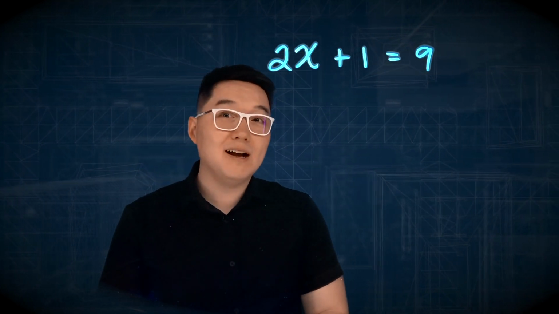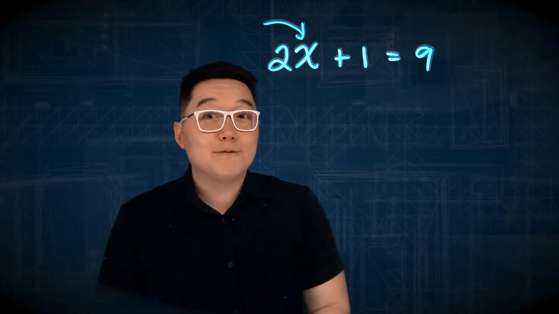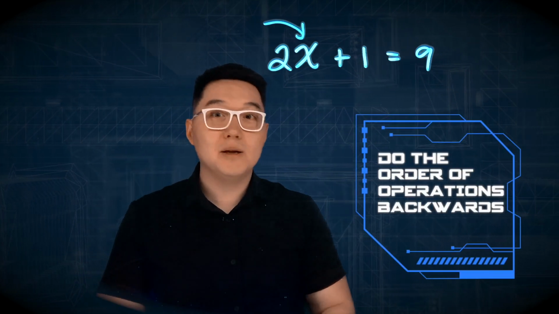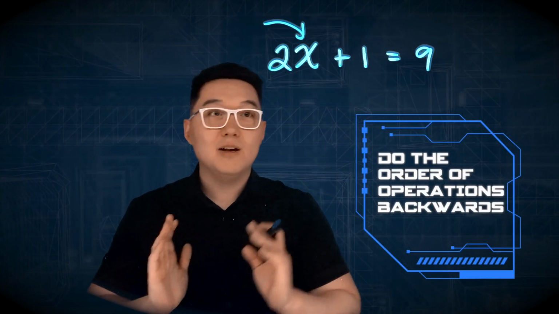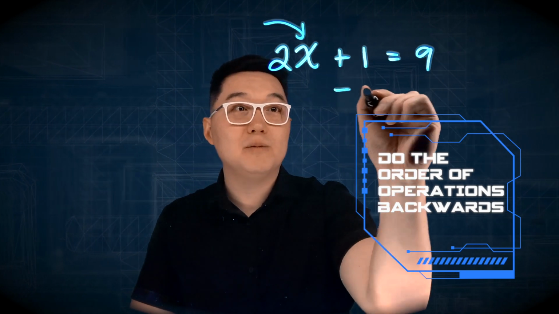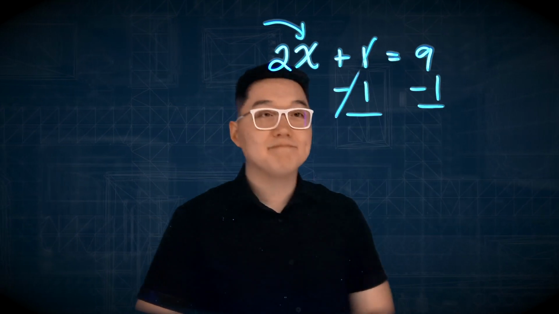To solve this algebraically, we're going to get x by itself. The first step is to always do the order of operations backwards. Since we added 1 last, we're going to do this one first. We're going to subtract 1 from both sides because that's the opposite of adding 1.